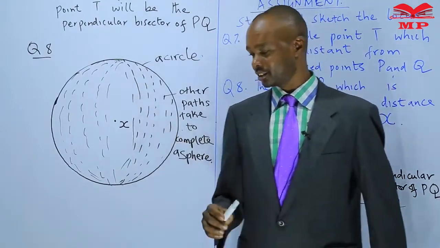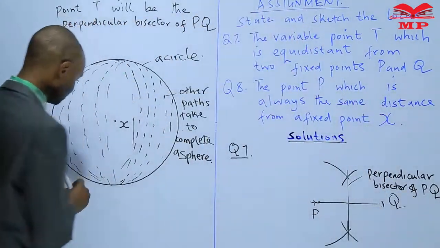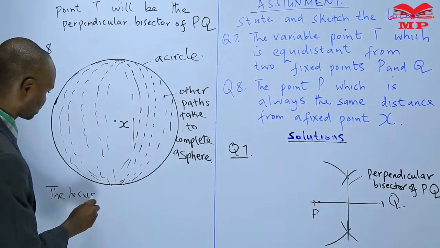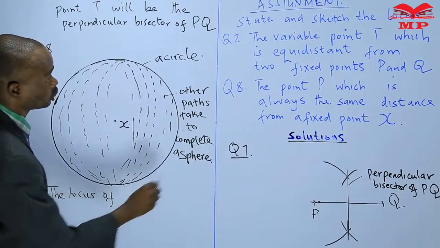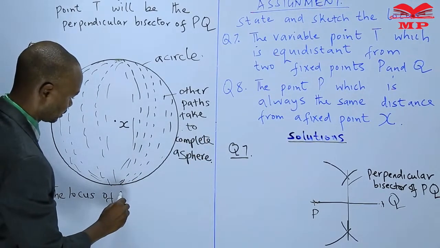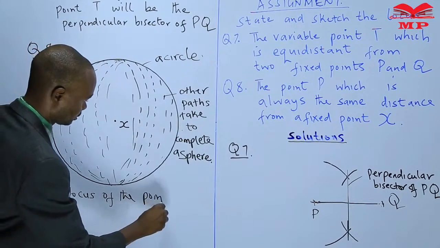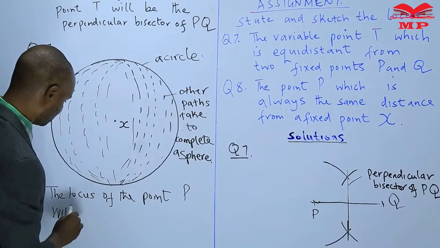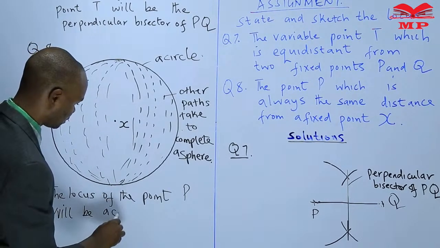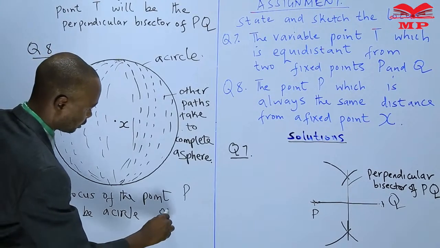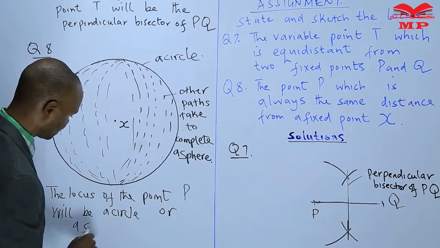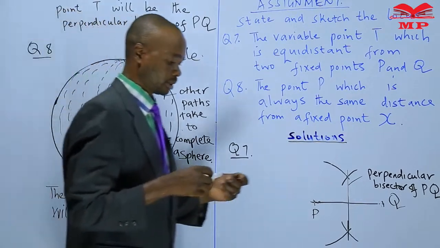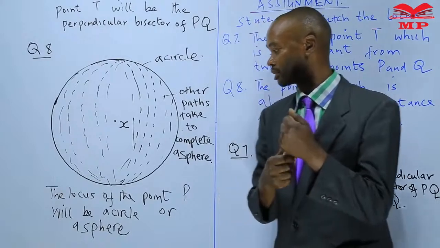So the answer to that, the locus will be, so you'll come and write the locus of the point in question P. The point P will be a circle or a sphere. It will be a circle or a sphere.